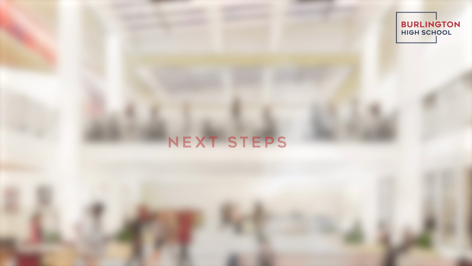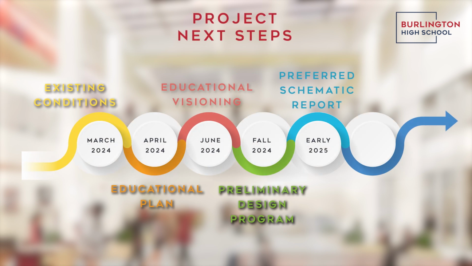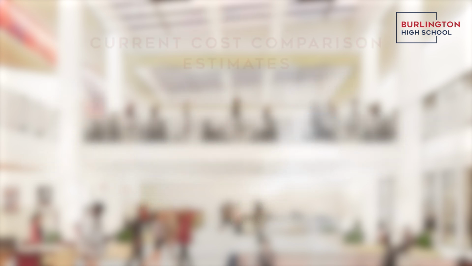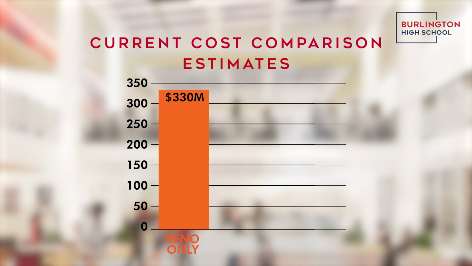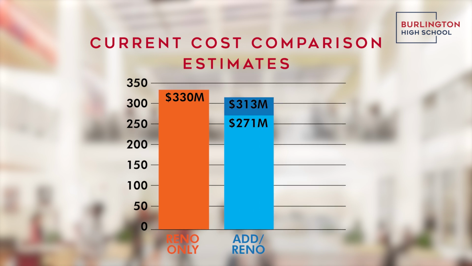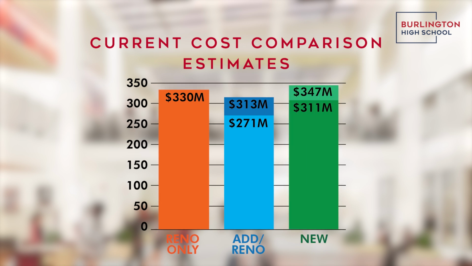During the next phase of the study, called the PSR, or Preferred Schematic Report phase, the design team, along with the district, will continue to evaluate the cost and scope of each option. Current estimates place a renovation-only project at around $330 million. An addition renovation option would cost between $271 and $313 million. A new construction project would cost anywhere from $311 to $347 million, depending on the approach.